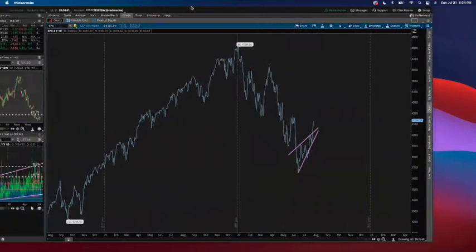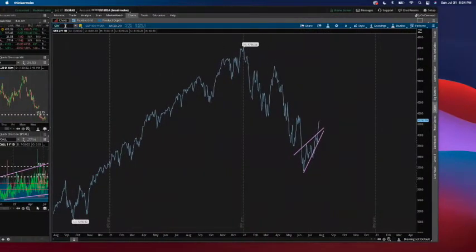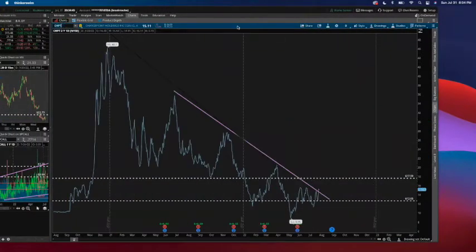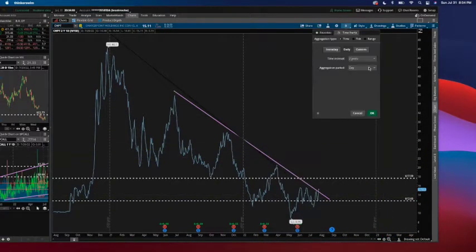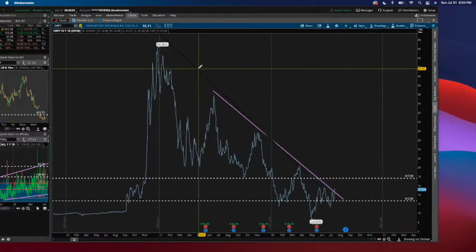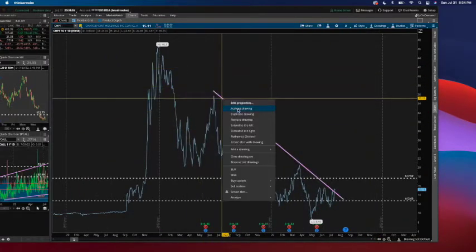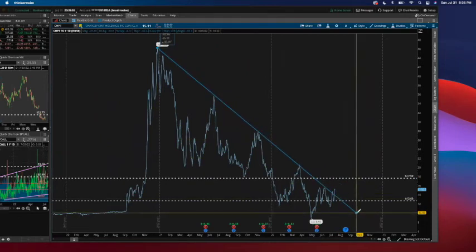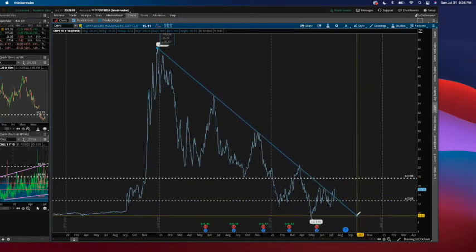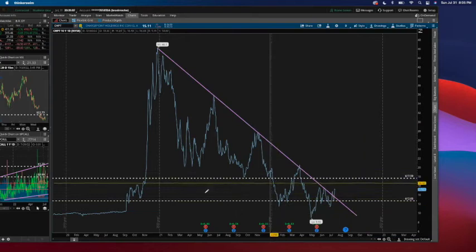Okay, now we're looking at ChargePoint. ChargePoint has a big pattern playing out here. So what we're looking for, this is what I'm seeing. We had a nice breakout.